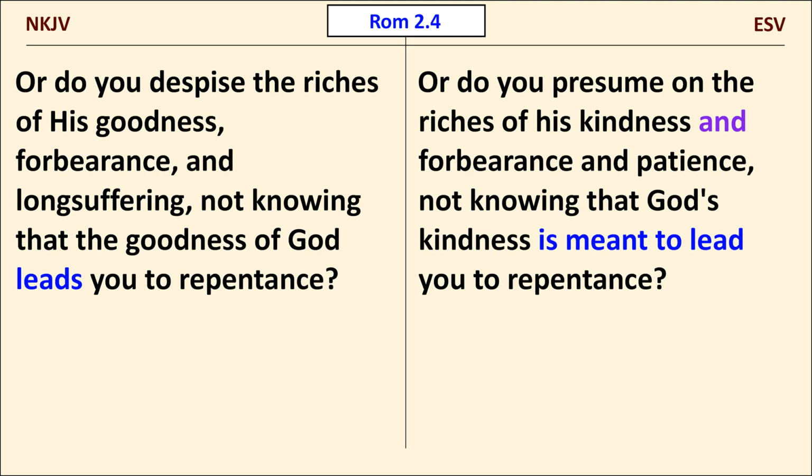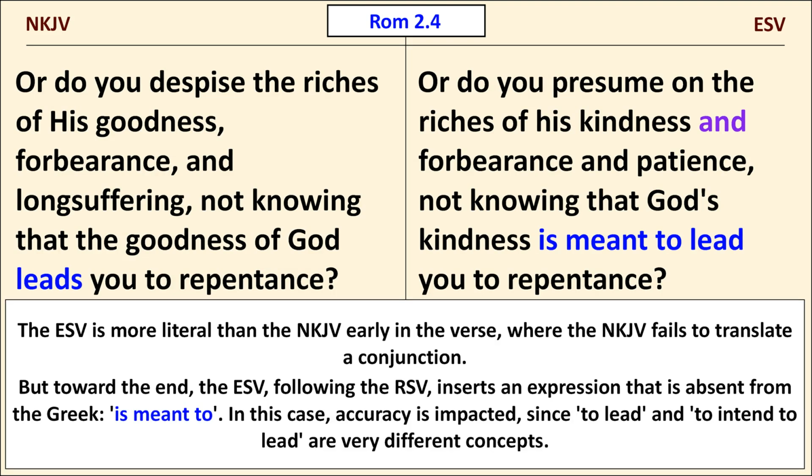We'll move next to Romans 2:4. The ESV is more literal than NKJV early in the verse, where the NKJV fails to translate a conjunction. But toward the end, the ESV, following the RSV, inserts an expression that is absent from the Greek, is meant to. In this case, accuracy is impacted, since to lead and to intend to lead are very different concepts.